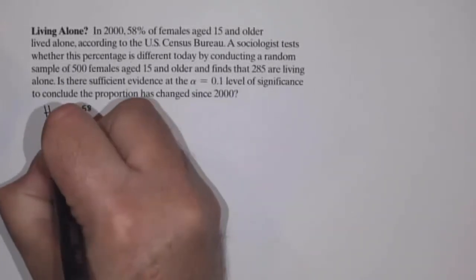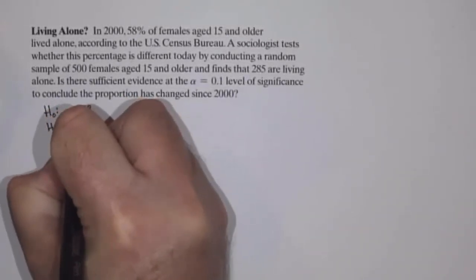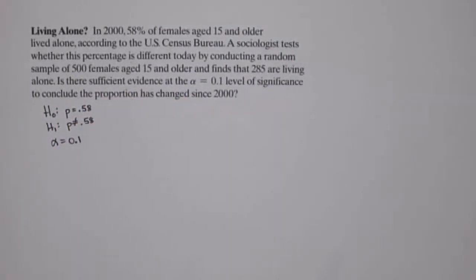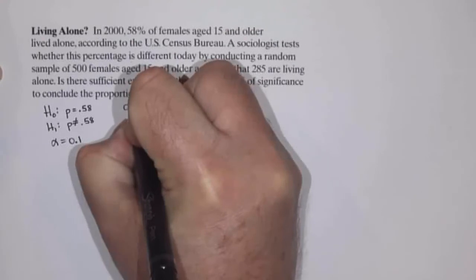They're also telling us that we're supposed to use alpha equals 0.1, which is a pretty big level of significance, 0.1, but that's because the seriousness of making a type 1 error would not be deadly or anything like that. So it wouldn't be a serious consequence if we make a type 1 error. So let's check our conditions.